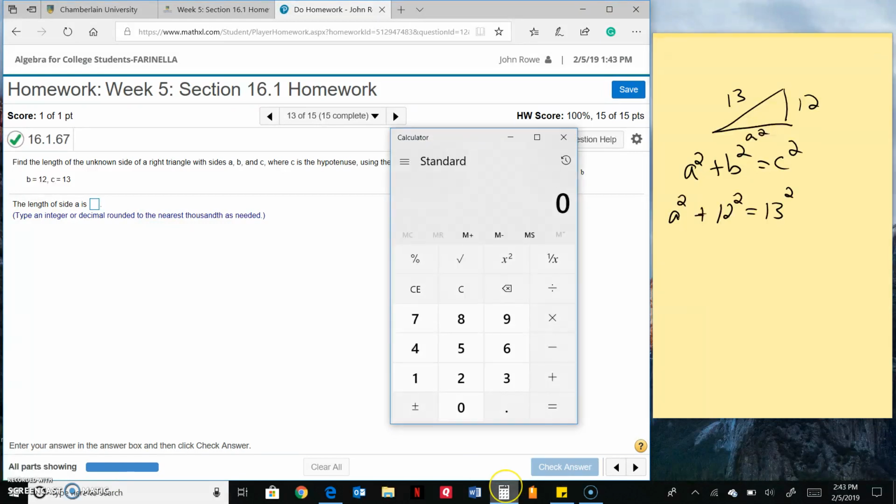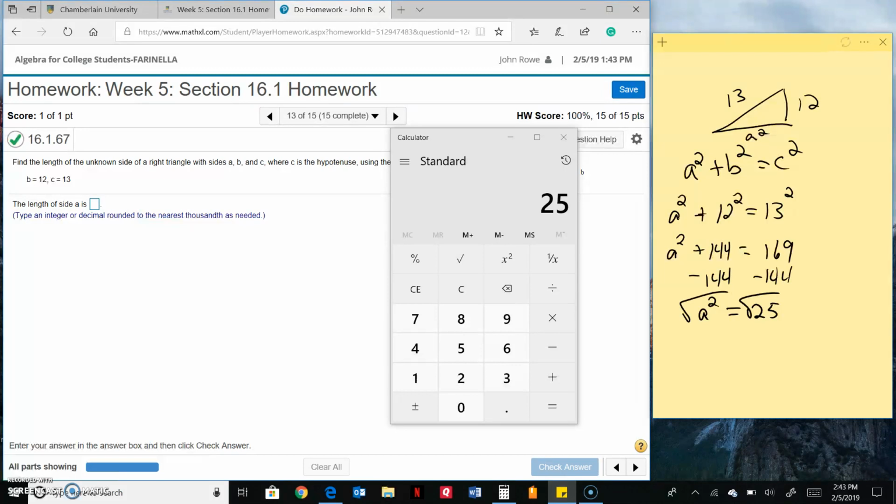Let's pull up our calculator here. 12 squared is 144. A squared plus 144 equals 13 squared, 169. Let's subtract 144 from each side of the equation. We have A squared equals 25. If we find the square root of each of these, we'll have A is equal to 5.